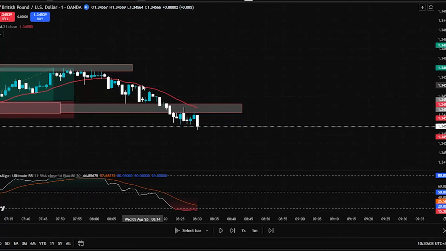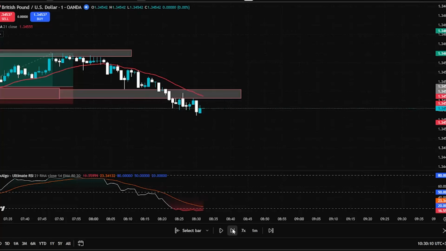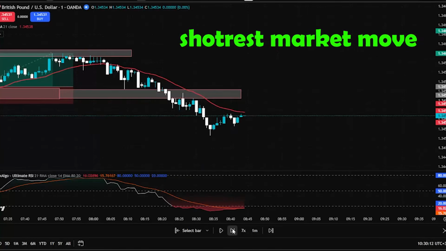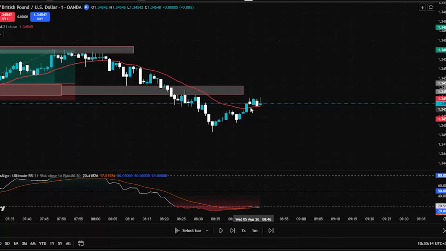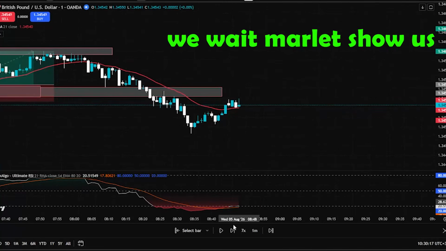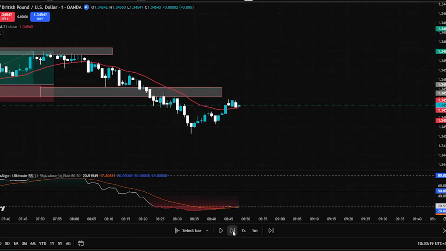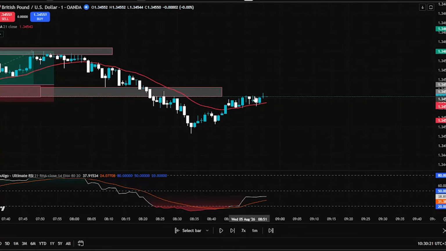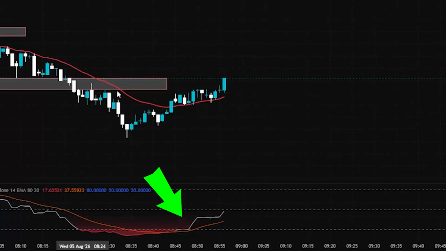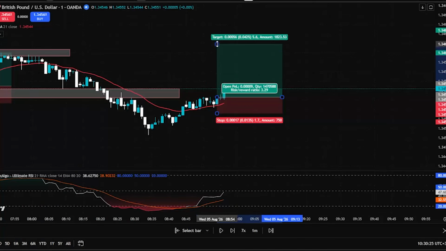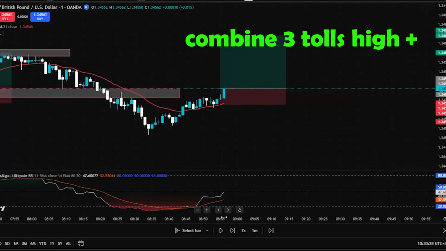In this strategy, EMA 21 has one important job, showing us the short-term market direction. Instead of fighting the trend, we wait for the market to show us where the momentum is going. Ultimate RSI has another important role, confirming whether the momentum is strong enough for an entry. When both conditions come together, we have a higher quality setup.